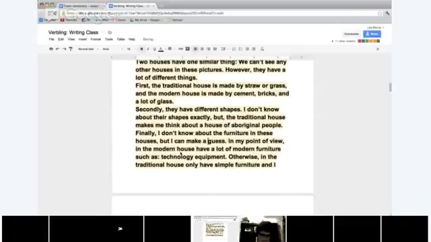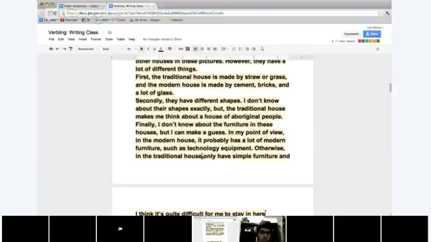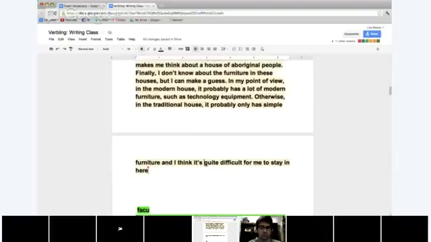In my point of view, in the modern house, it probably, because you're making a guess, has a lot of modern furniture, and then I put a comma there, such as technology equipment. Otherwise, in the traditional house, it probably only has simple furniture, and I think I would say it would be quite difficult for me to stay in, and I would say there. Okay. Yeah. Any questions? Thank you. Yeah. Good.